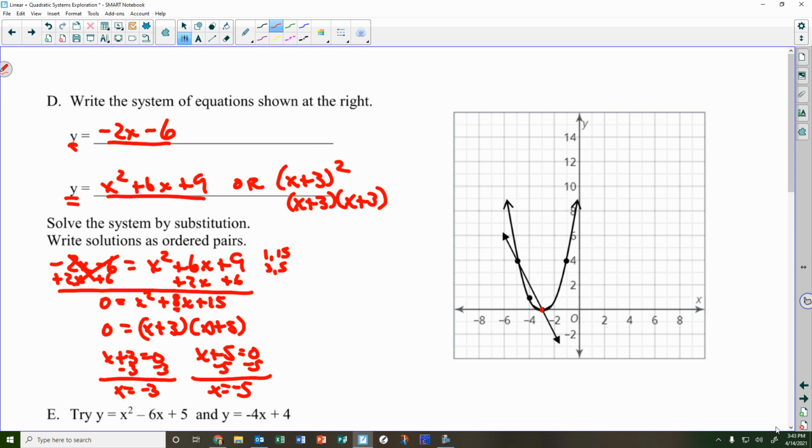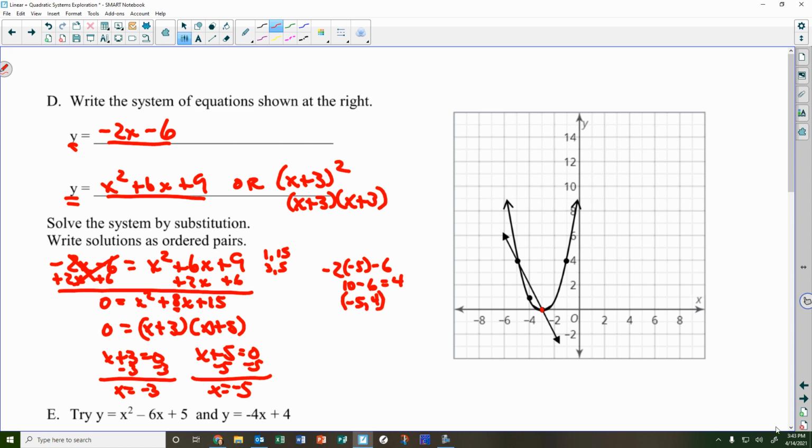So if I go back up here, and what if I just use my linear line, since that line's easier, okay? If I take negative 5 and plug it in, negative 2 times negative 5 is 10. And 10 minus 6 is 4, right? So that would mean this point is negative 5, 4.